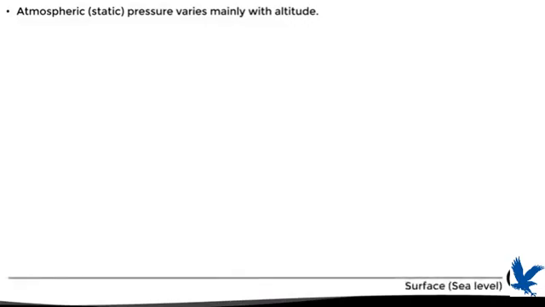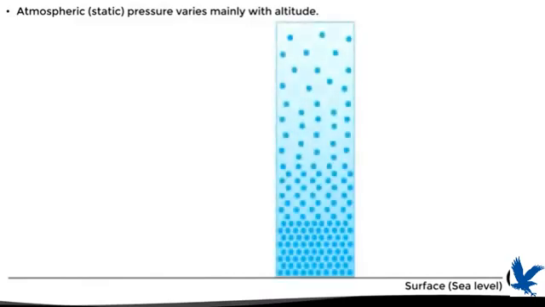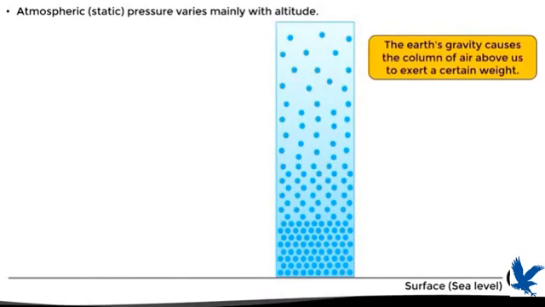Here we have the surface, which in this case we are going to assume is at sea level. And here we have a column of air above it that spreads up into the atmosphere. As we can see, the air molecules are much closer together at the bottom, near the surface, while as we go up, they separate more and more. This has a quite logical explanation. Air is made of matter, and matter has weight, so the gravity of the Earth makes the column of air that is above us exert a certain weight, which causes the particles underneath to compress more and stay closer together. This weight that we feel from the air column that we have above is precisely the static pressure.